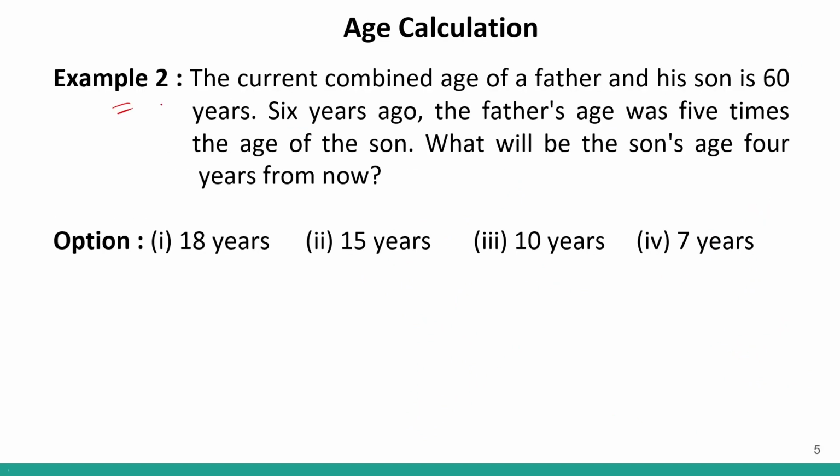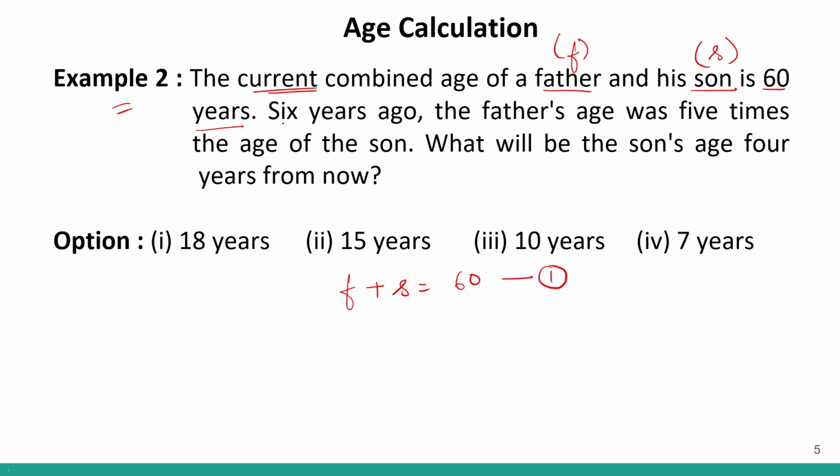Example number 2. The current combined age of a father and his son is 60 years. So, let's say the age of the father is represented by F, and the age of the son is represented by S. So, we are given in the question that father's age plus son's age is 60. These are their current ages, so F and S are the father's and son's current ages. This is given in the question. This is equation number 1.